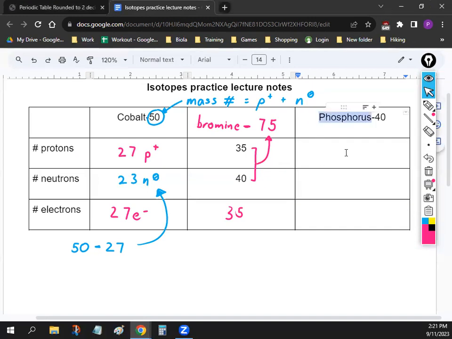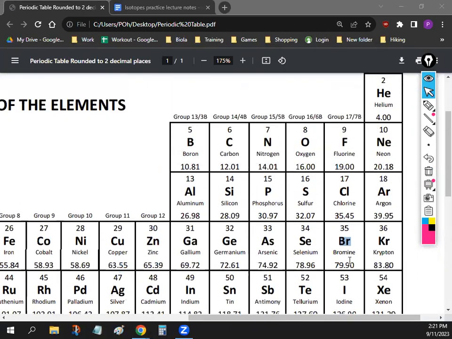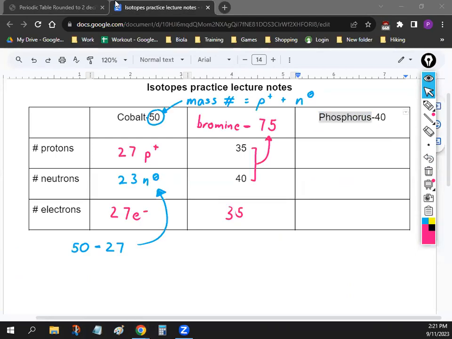So if you take a look at phosphorus on the periodic table, how many protons does phosphorus have? 15. Yeah, phosphorus is 15. Okay, so it's going to be 15. All right, we said earlier that protons and electrons are equal, so we're just going to write 15 right here. Okay, same number. And then to find neutrons, it's very simple. We're just going to take the mass number 40 minus 15. Okay, so if you do 40 minus 15, you should get 25 for your neutrons. Okay. And that's pretty much it.